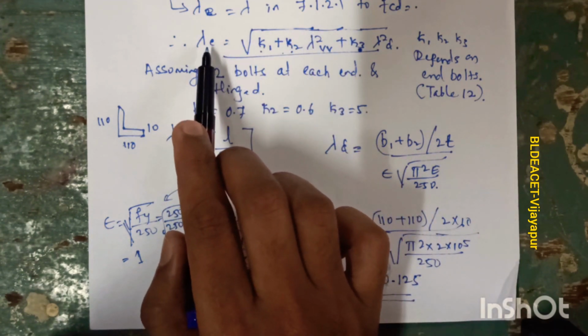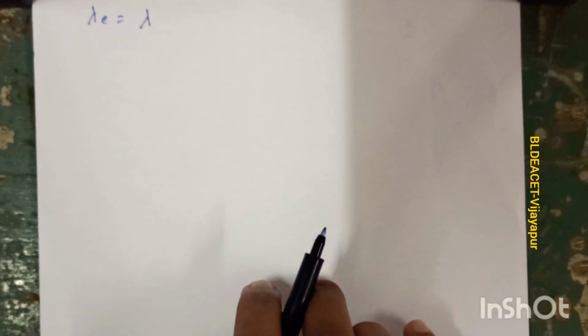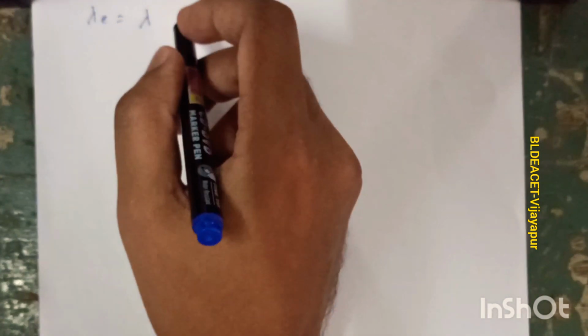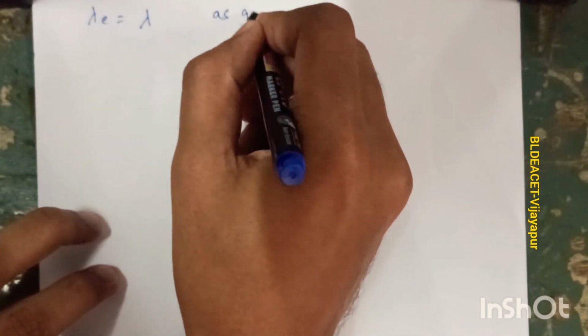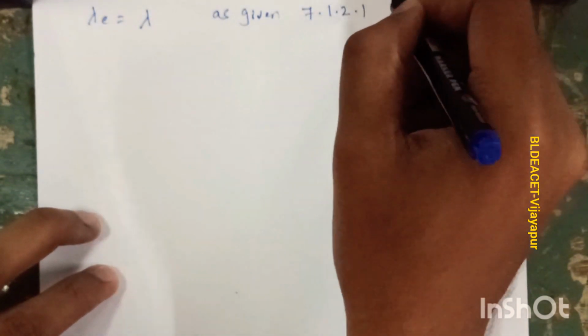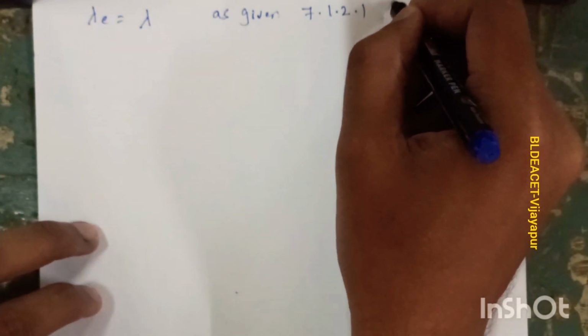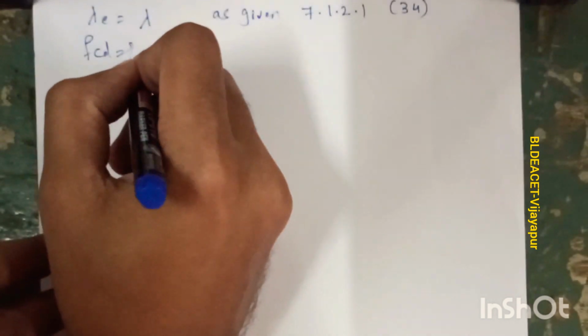Now this lambda VV, lambda phi, then K1, K2, K3 have to be substituted in this expression to calculate lambda E. So when you substitute, we will be getting lambda E as 1.486. Now this lambda E should be replaced by lambda as given in clause number 7.1.2.1, page number 34, to calculate FCD.